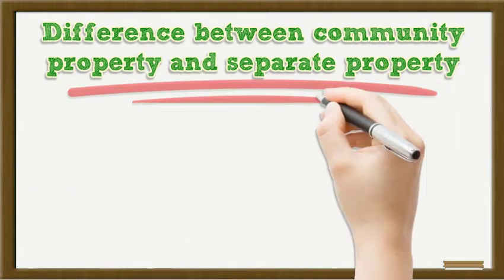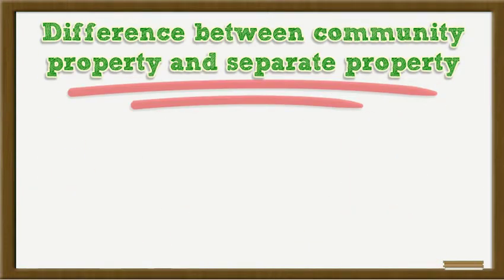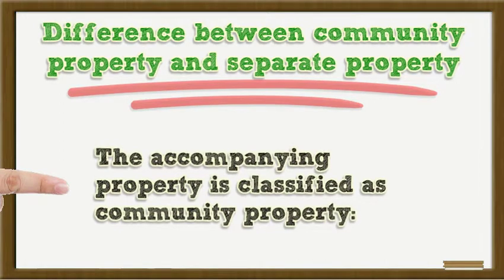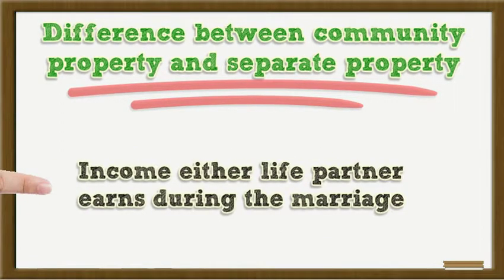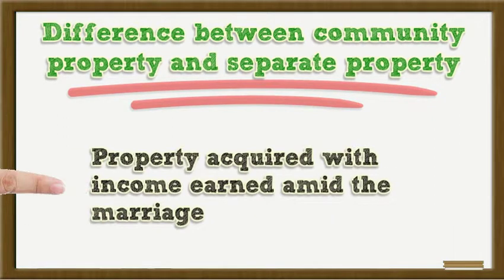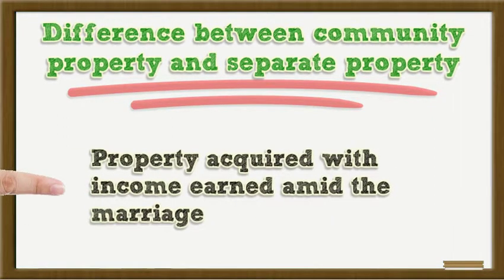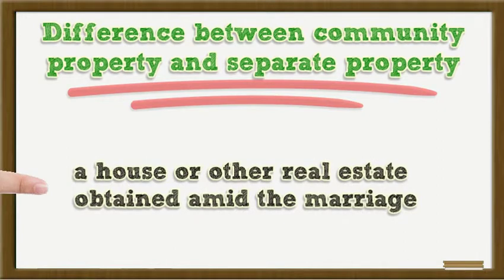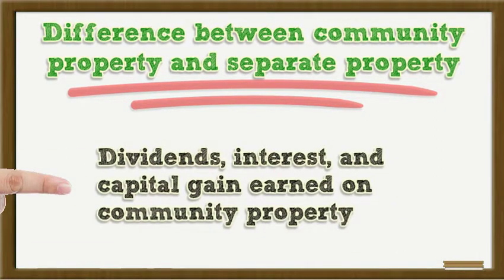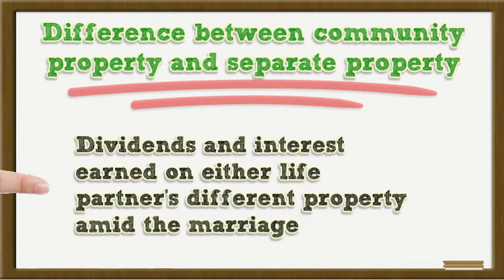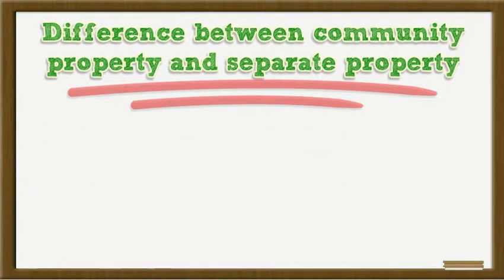Difference between community property and separate property. The accompanying property is classified as community property. Income either life partner earns during the marriage. Property acquired with income earned amid the marriage. A house or other real estate obtained amid the marriage. Dividends, interest, and capital gain earned on community property. Dividends and interest earned on either life partner's different property amid the marriage.